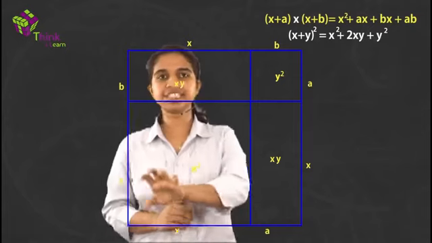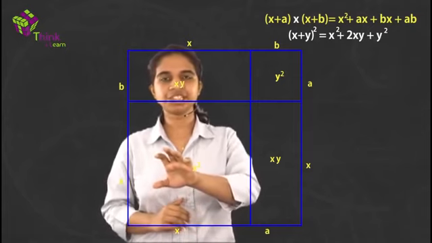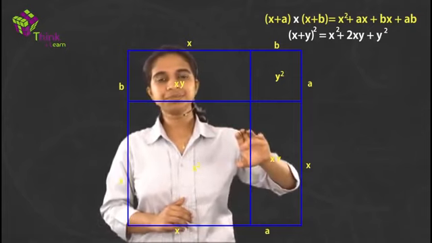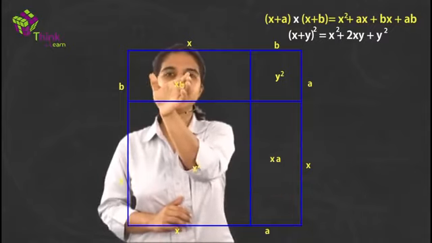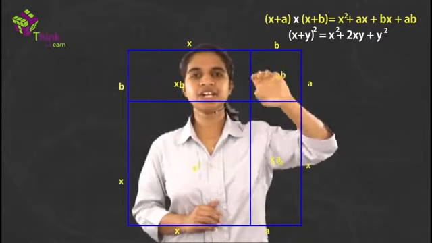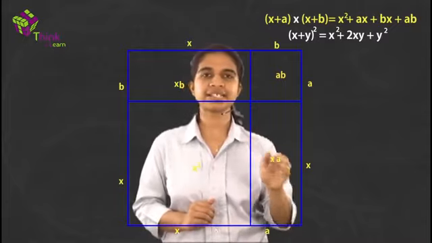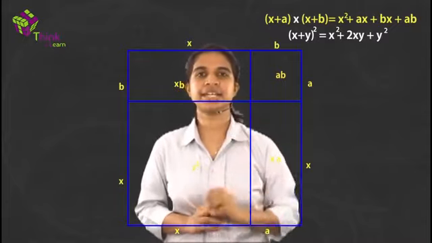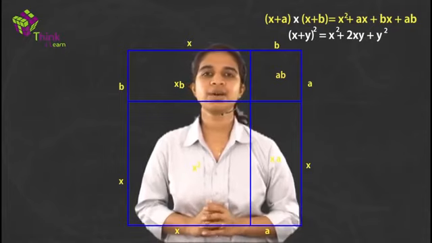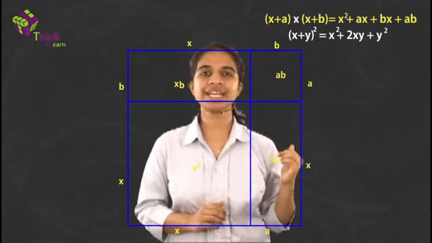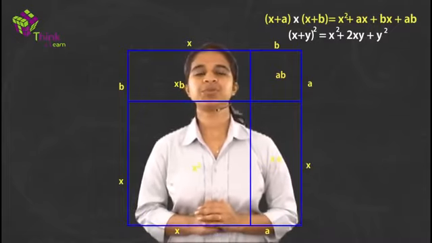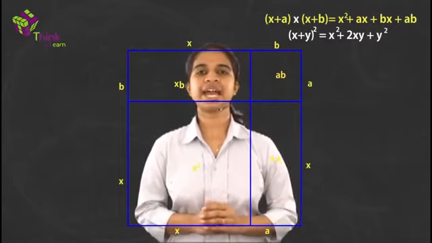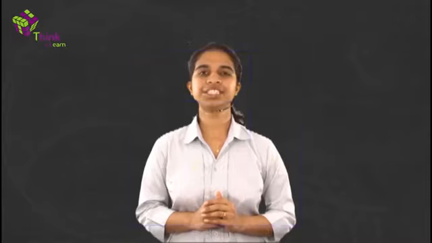Now what is this? This region is still x square. This region is still x square. This has become a into x. This has become b into x. And this is ab, right? So it will be x square plus ax plus bx plus ab. Or x square plus a plus b into x plus ab. That's how you will expand x plus a into x plus b. Same diagram, right? Nothing changes.